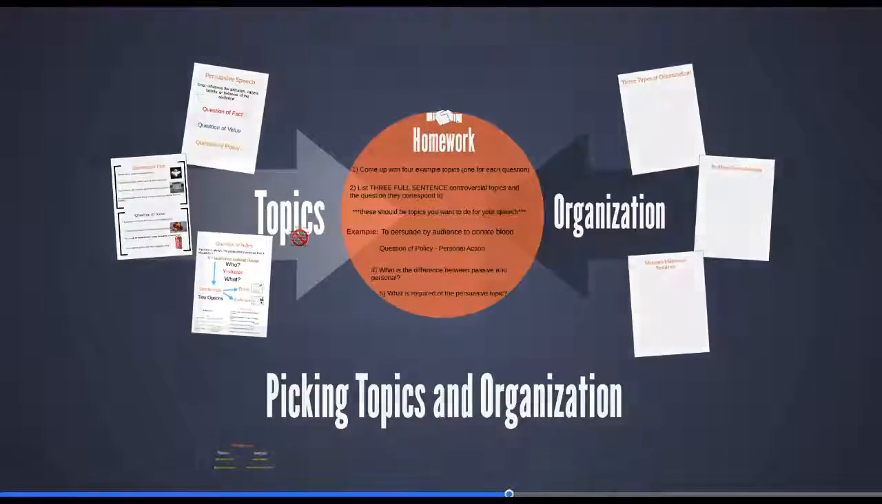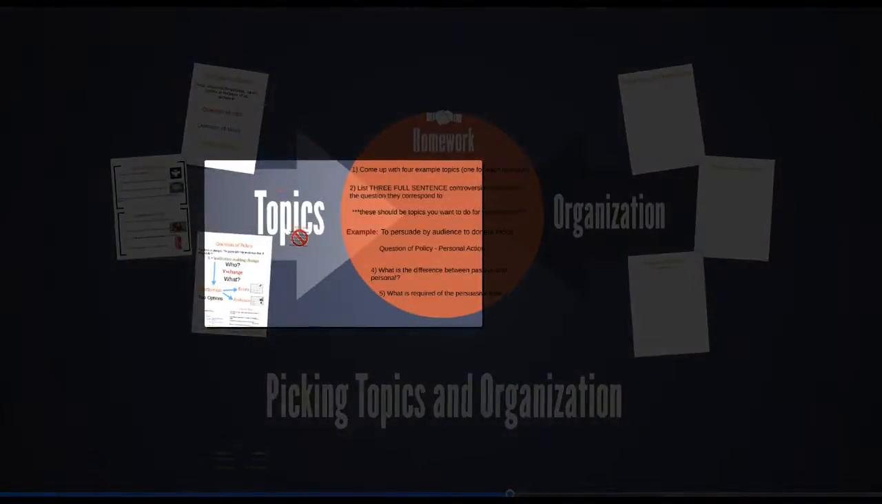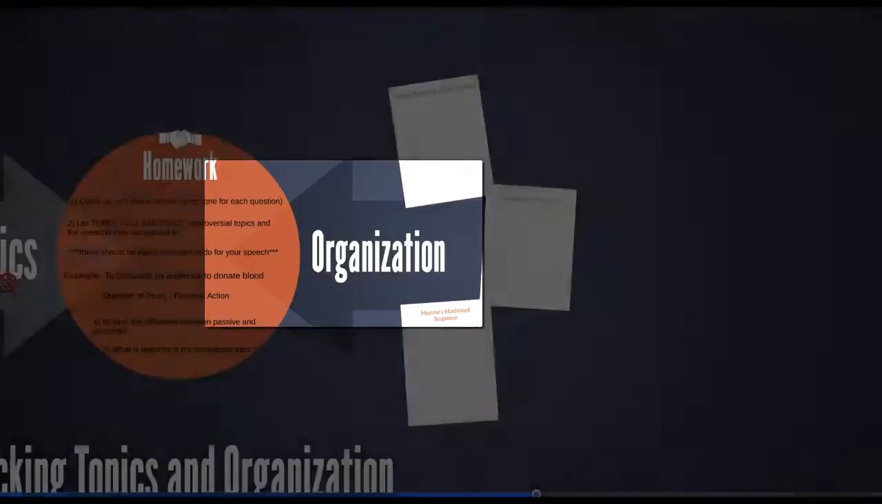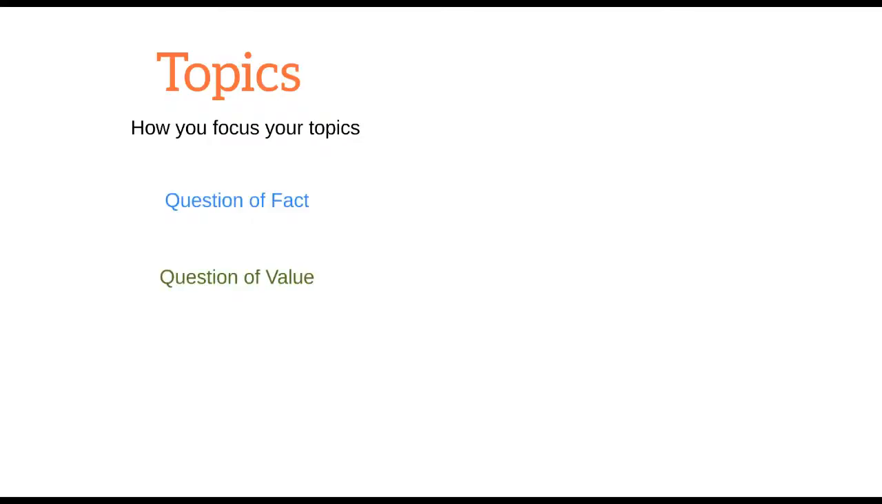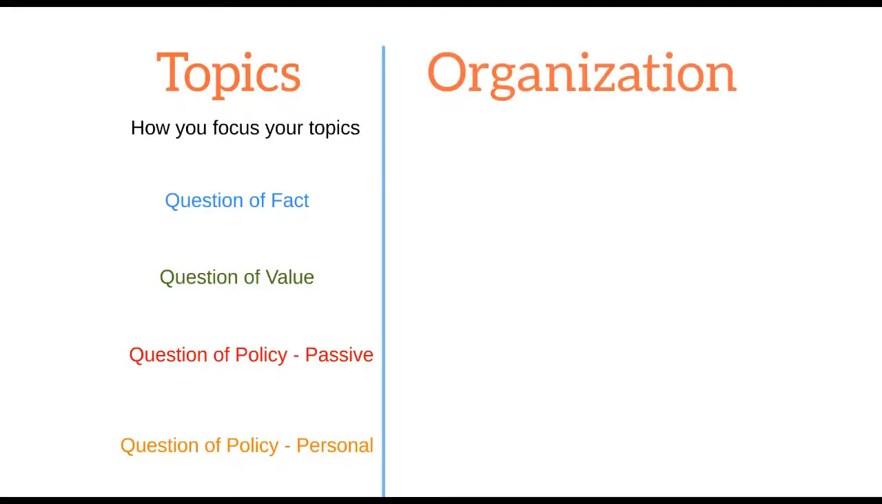This is where we stopped last in talking about persuasion. I'm now going to move on to talk a little bit about organization. So a reminder, when we talked about topics, remember for persuasion you have to focus your topic in a specific way, whether it be question of fact, question of value, question of policy passive, or question of policy personal. The same thing is actually going to apply for organization, right? We're going to be talking about how you specifically have to structure your material for the speech.